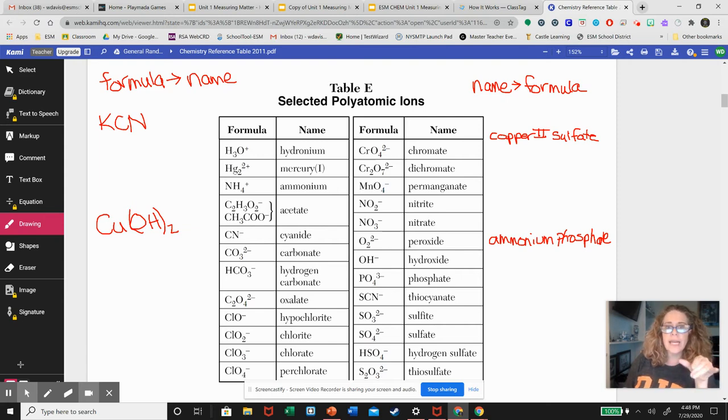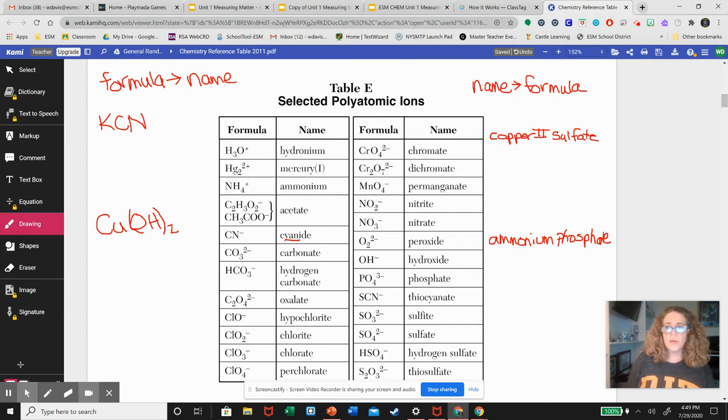I don't see anything with KC, but I do see a CN, right? I find that the CN is over here, and that's the cyanide. Okay, so the CN is the cyanide ion, right? It's an ion because it's negatively charged. These all have charges. That's what makes them an ion.